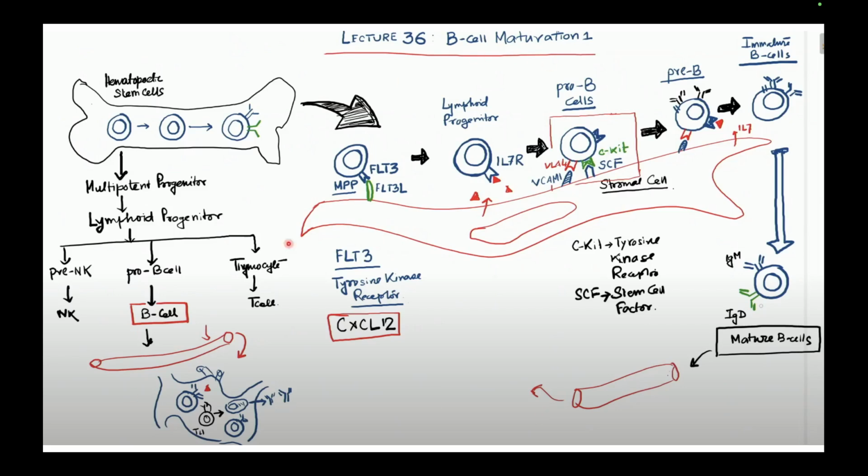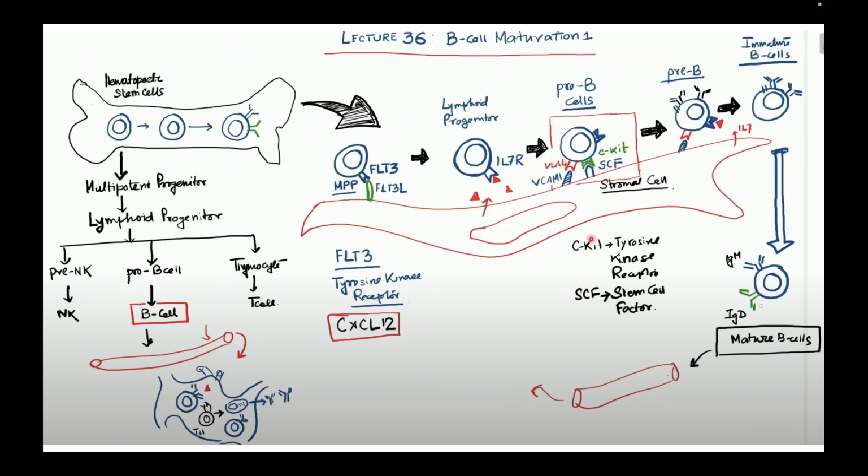So the B cell starts with the multipotent progenitor cells, which express the FLT3 tyrosine kinase receptor and interact with FLT3L. There the chemokine CXCL12 tries to retain the multipotent progenitor cell here and keep it attached with the stromal cell. Then this lymphoid progenitor cell starts expressing the IL-7 receptor, which interacts with interleukin 7 secreted by these stromal cells, and gets converted to the pro-B cells.